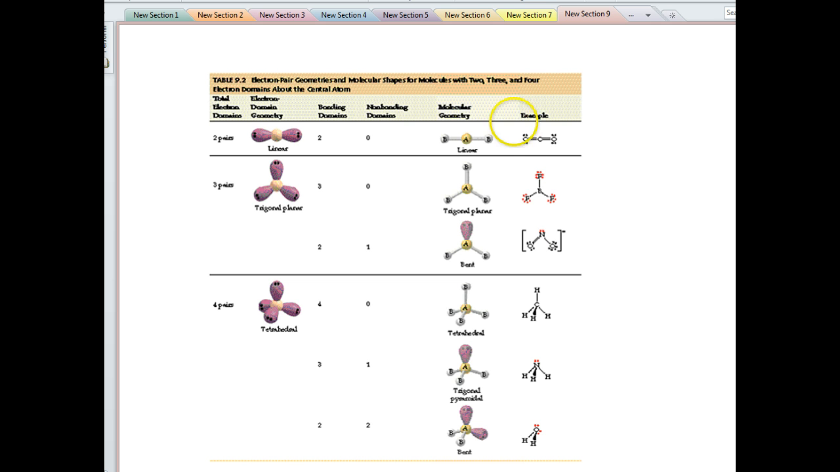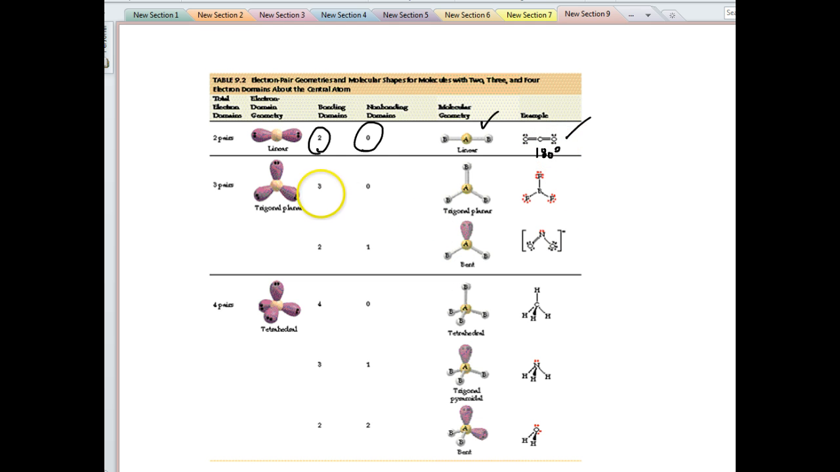Now, what we have here is right out of your book. It's table 9.2. And we can use it to predict what's going to happen in some bond angles and things like that. And so just as a review, we had bonding domains. So here are bonding domains. If you were a 2 and a 0 on bonding versus non-bonding, you would have a linear structure. An example is CO2. And this guy is going to have 180-degree bond angles.